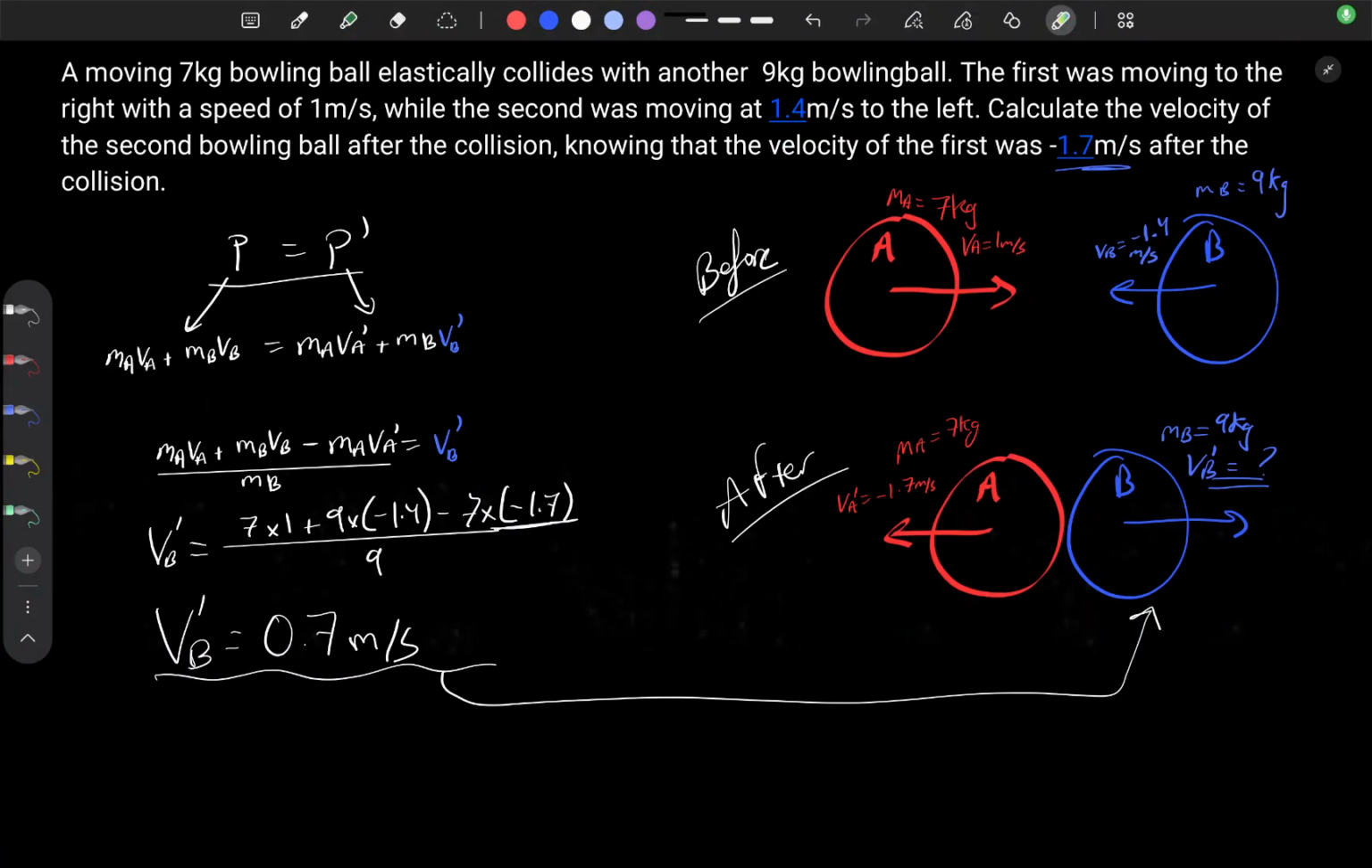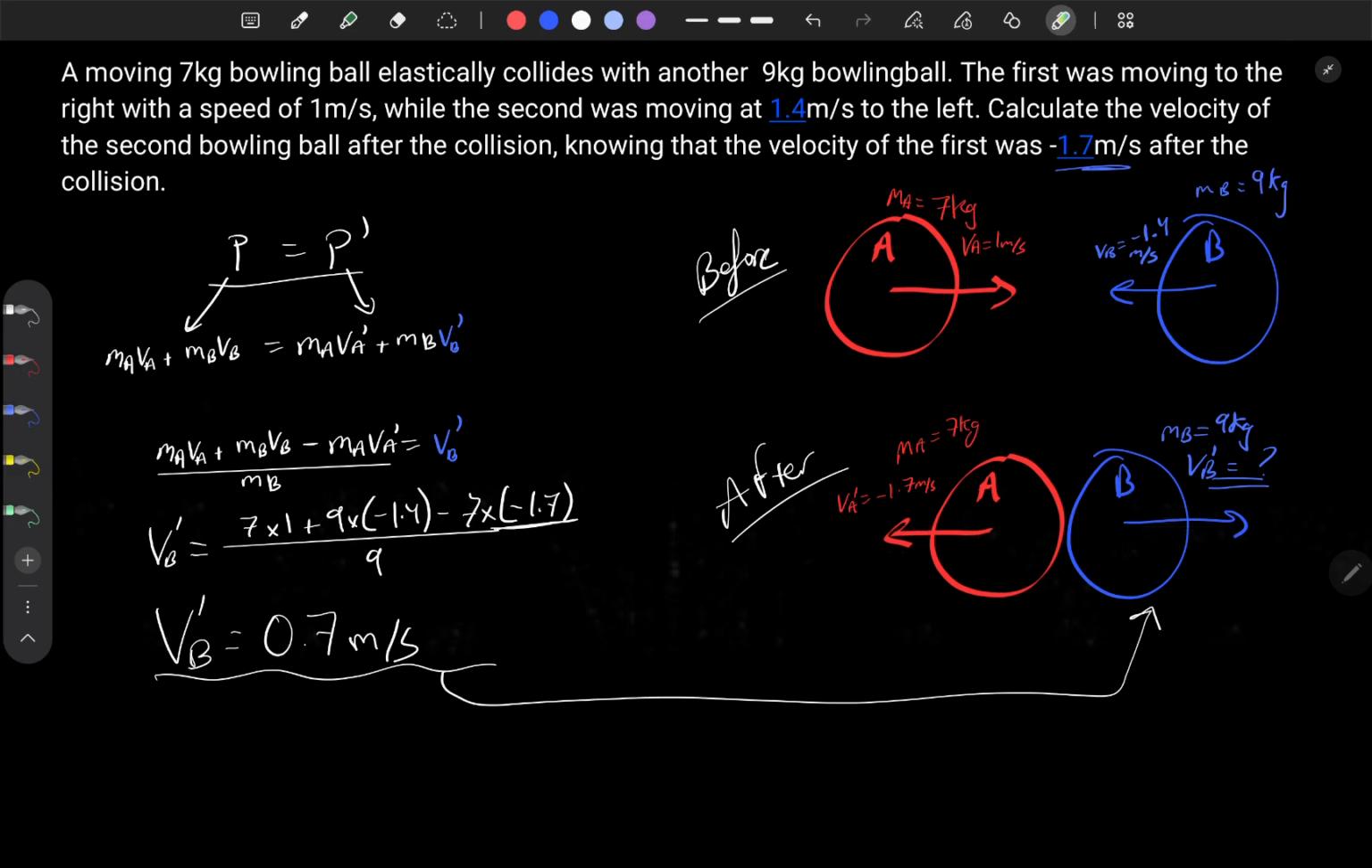Let's look back at the previous example that we have solved. This is an exercise we looked at in a previous video. The idea was that we were given information about two bowling balls that were heading towards each other, and they simply bounced off of each other after the collision.